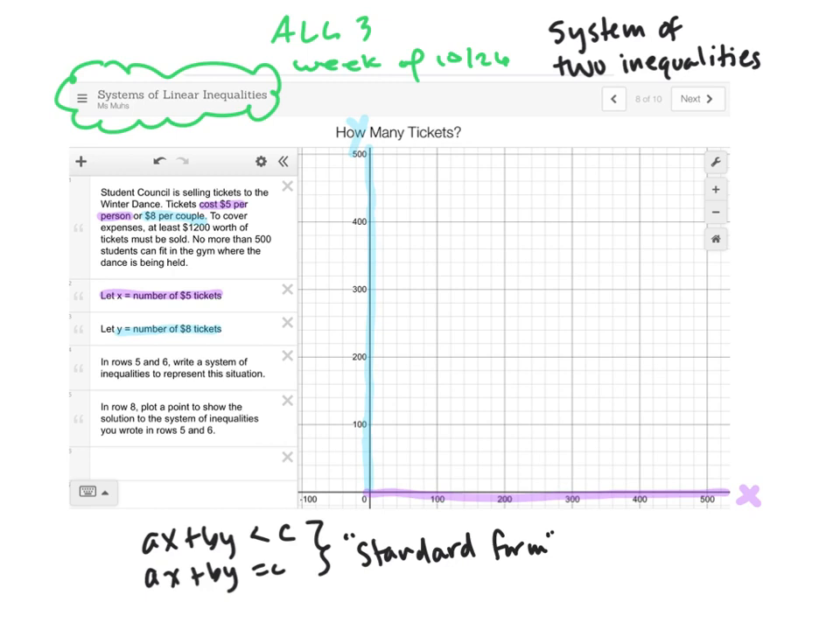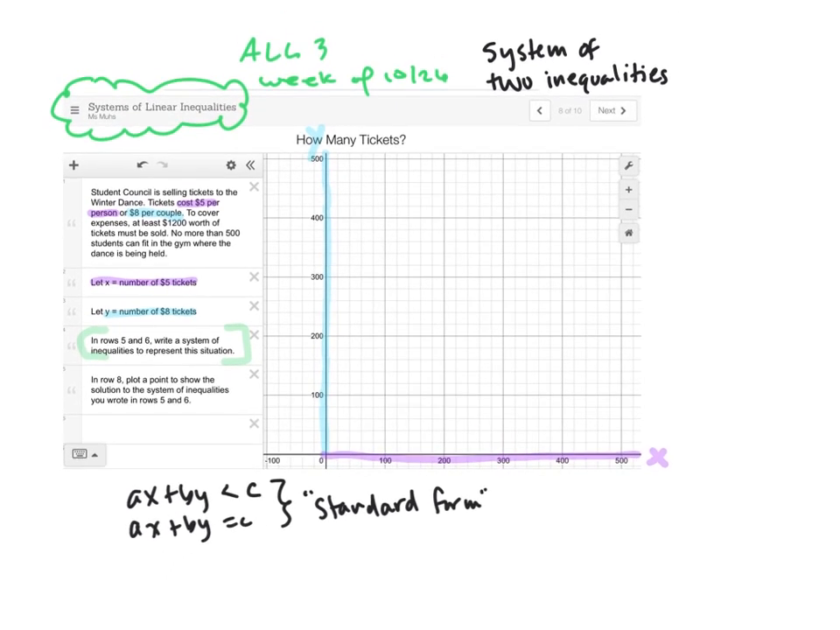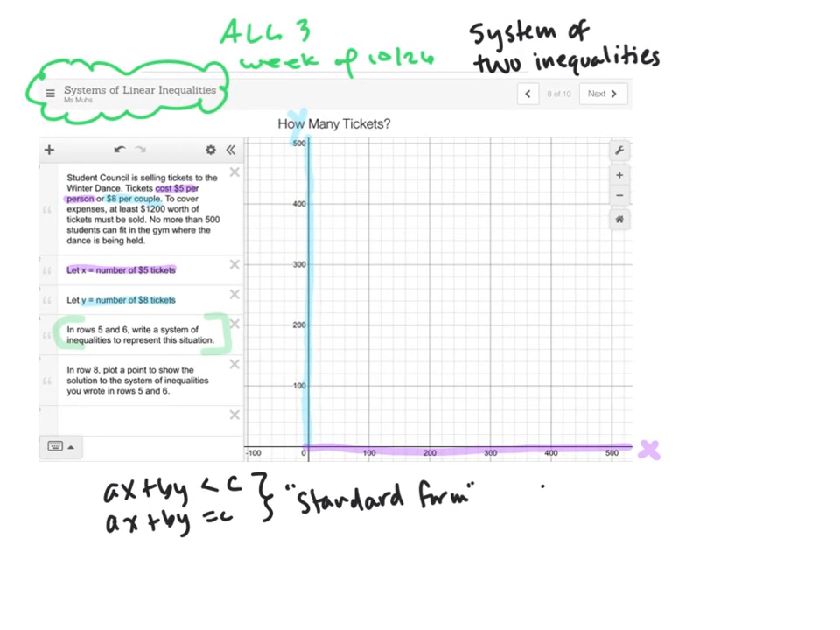Standard form is really great, especially for systems, and also it's good for elimination if we had to solve it algebraically. And so what it asks us to do here, it says in rows 5 and 6, which is fine, write a system of two inequalities. So that's what we're going to do. So let's maybe write it. I'm going to move that. So one, I have something about money, right? I have a money equation. And then the second one, I have the number of people.